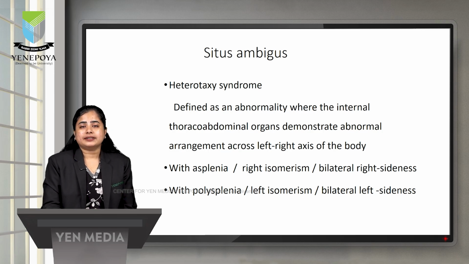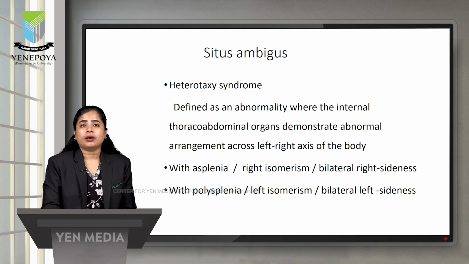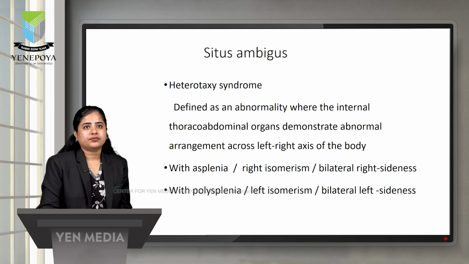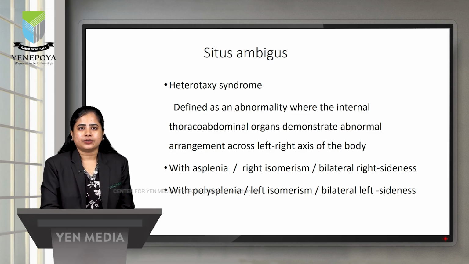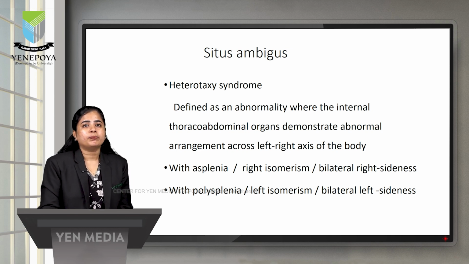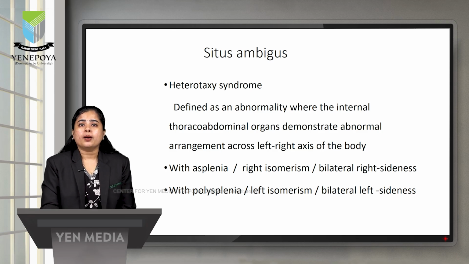Situs ambiguous is also called heterotaxy syndrome. It is defined as the abnormality where the internal thoraco-abdominal organs demonstrate an abnormal arrangement across the left to right axis of the body. We can classify this heterotaxy syndrome into two: left isomerism and right isomerism. Right isomerism is also called asplenia or bilateral right sideness, whereas left isomerism is also called polysplenia or bilateral left sideness.